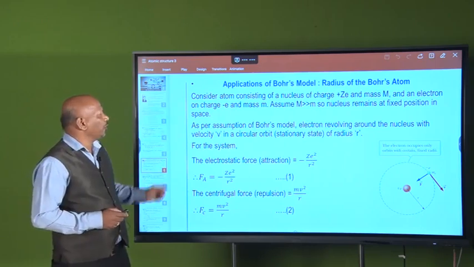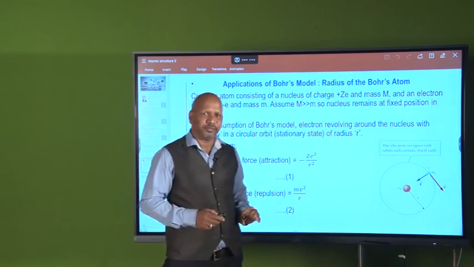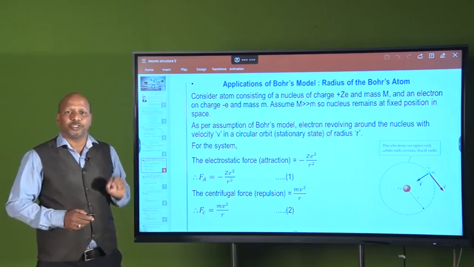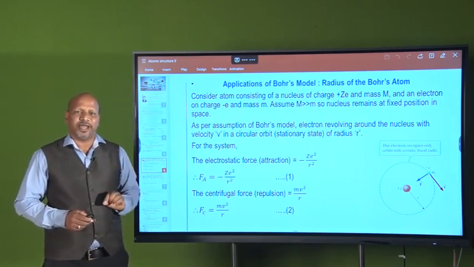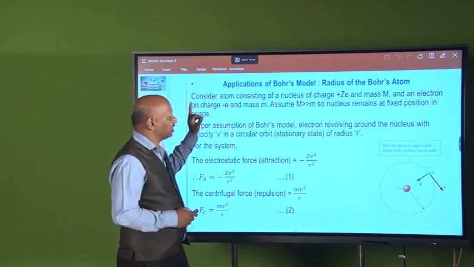Okay? So we are going to use this model to determine the radius of the Bohr atom. Clear? So we are going to derive the equation which shows the radius of the Bohr atom. We are going to start here. So what do we consider as the system?